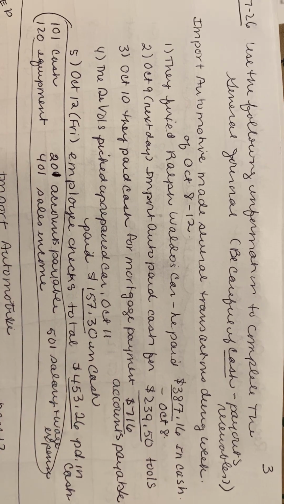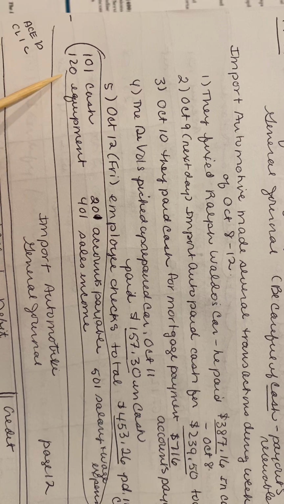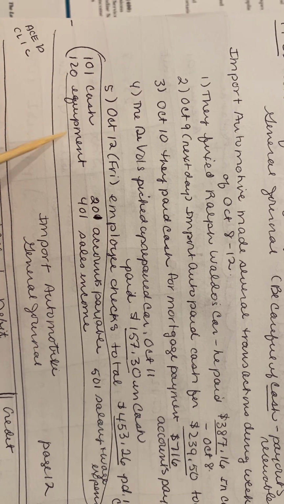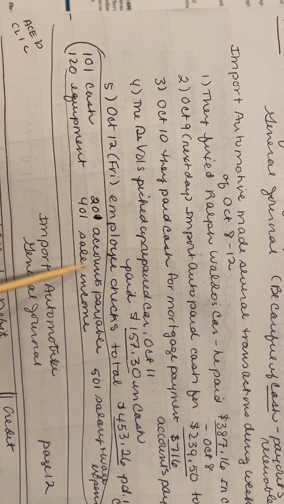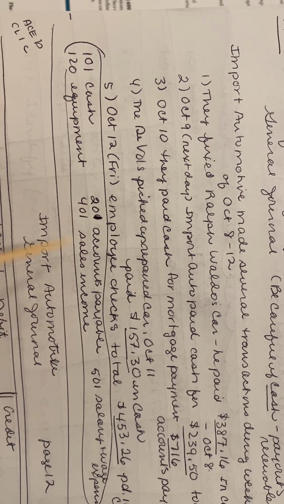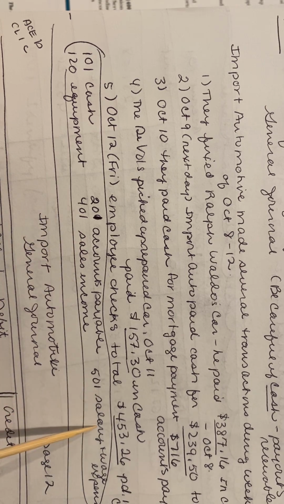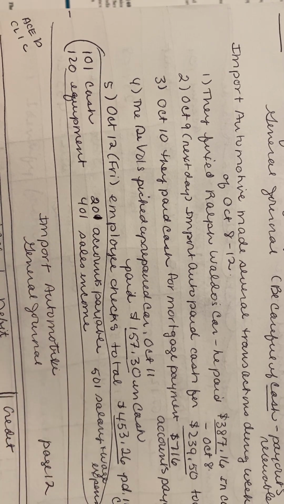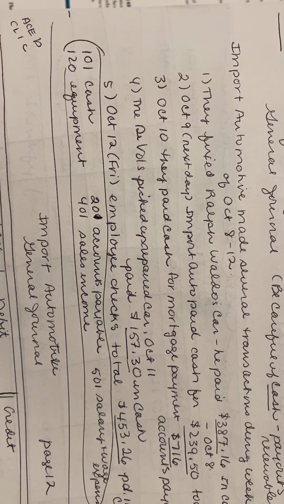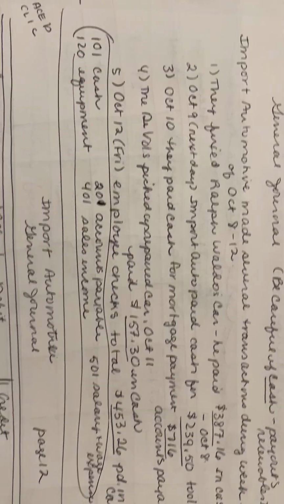Down here it has 101 is cash, that's an asset. 120 is equipment, which is an asset too. Accounts payable is 201, which is a liability. Sales income is 401 for income. And the salaries are going to be 501. You need to put these because this is how you're going to put it on your general journal.